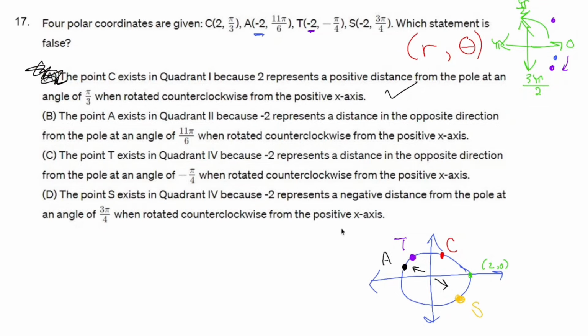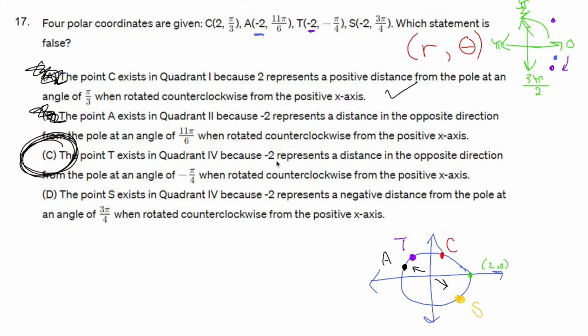Point A exists in quadrant 2. So far, so good, because negative 2 represents a distance in the opposite direction from the pole at angle 11 pi over 6 when rotated counterclockwise from the positive x-axis. Again, no lies detected. B is not going to be our answer. B is a true statement. The point T exists in quadrant 4? Because negative 2, T is in quadrant 2. So we have our lie already. So that's the guy we want.